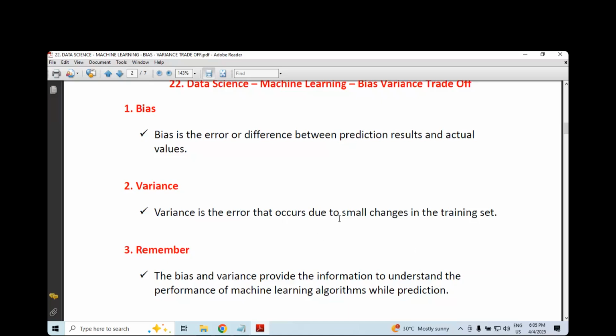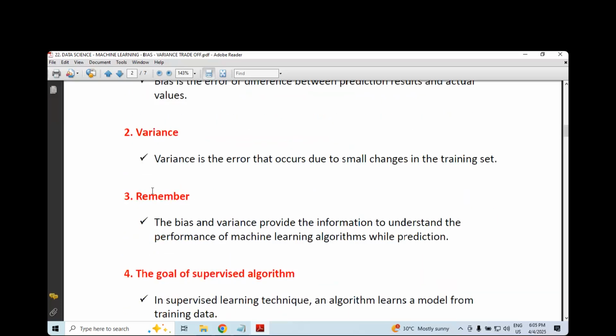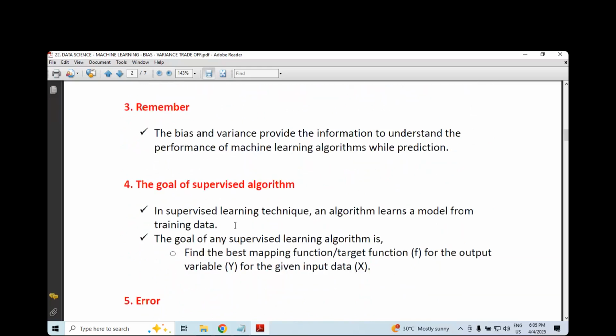Variance is the error that occurs due to small changes. It's not a huge difference, actually, just a small change in the training data set. Remember, sir, this is very, very important. We are repeating again: bias is an error, variance is an error. But indirectly, bias and variance help us understand the model. Whether your model is good or not, look at the bias and variance.